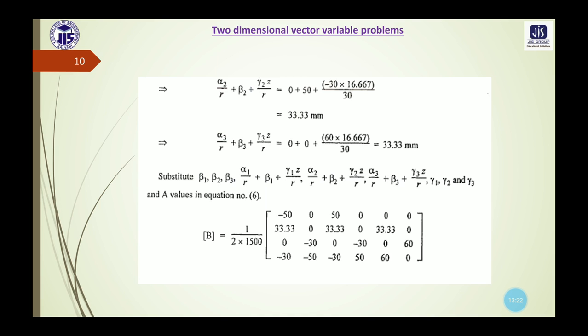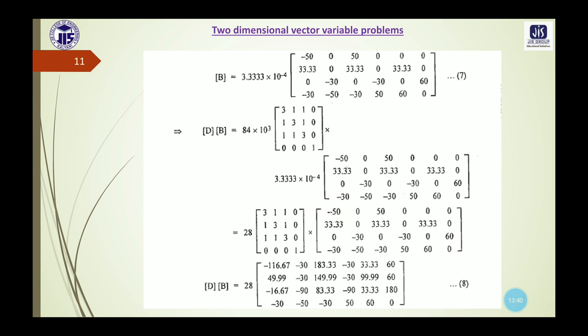So here also we need to put the value of this alpha 3, beta 3, gamma 3, R and Z, and finally we are getting the value of this part as 33.33 millimeter. Now if we put all the required values in the formula of the strain displacement matrix, that is B, then we are getting the value of this B matrix as the equation number 7, that is 3.33 into 10 to the power minus 4 multiplied by a 4 by 6 matrix.